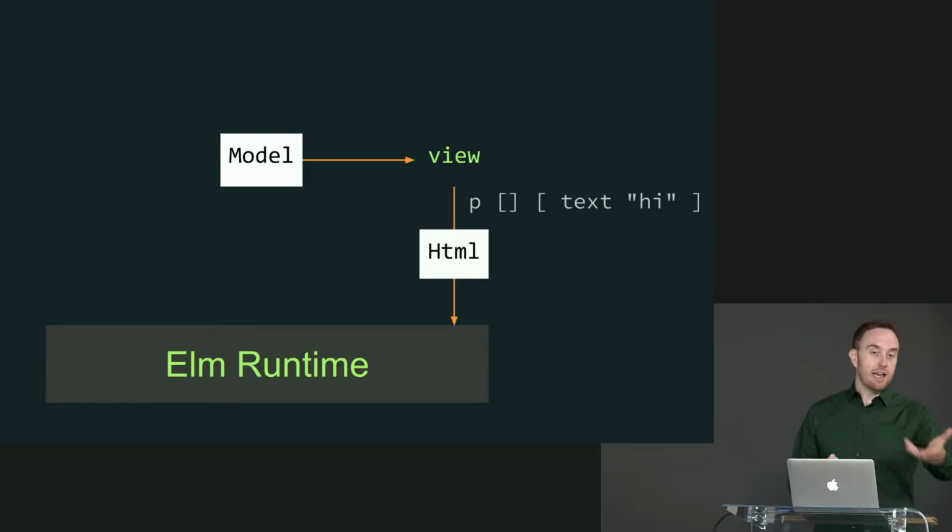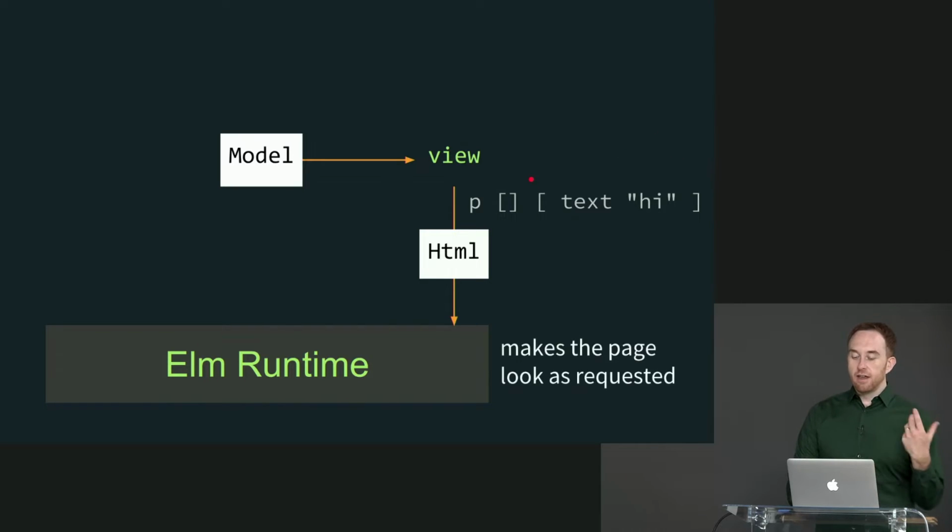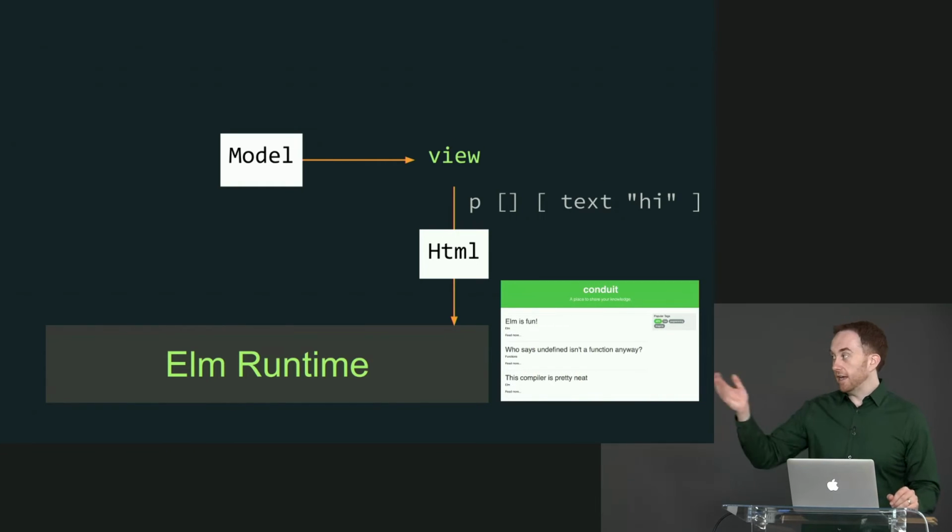All we do is we say, hey, Elm runtime, this is my view function. We're going to configure it to say, here's what I mean by a view function. And the runtime is going to actually pass the model into that and then take the results, and it's also going to take care of making the page look as requested by the view function. Whatever you put in this virtual DOM, the runtime is going to take care of making the real DOM on the actual page look that way, which is to say, like this.